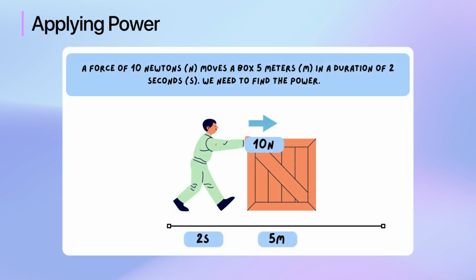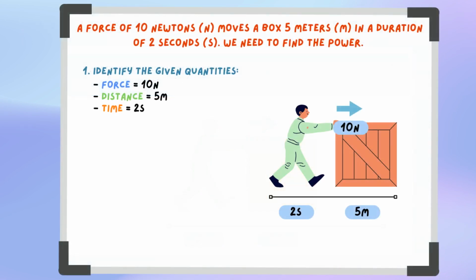Let's look at another question. A force of 10 newtons moves a box 5 meters in a duration of 2 seconds. We need to find the power. First, identify the quantities provided and their units. The force is 10 newtons, the distance is 5 meters, and the time taken is 2 seconds.